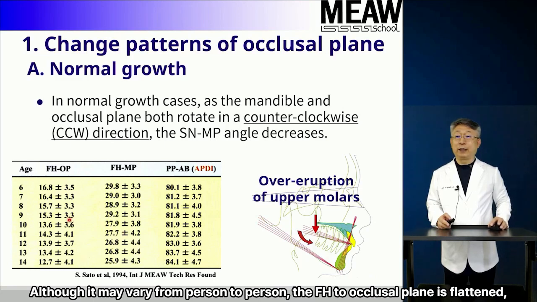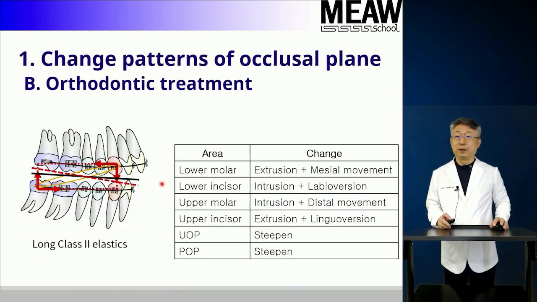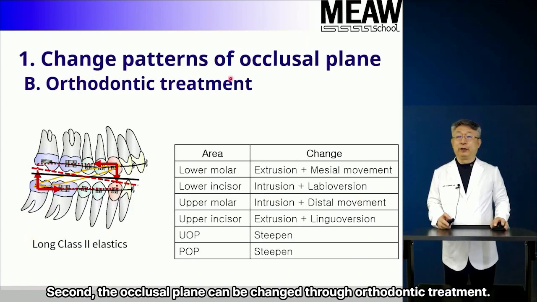Although it may vary from person to person, the FH to occlusal plane is flattened, and the mandibular plane is flattened, causing the mandible to be positioned forward. Second, the occlusal plane can be changed through orthodontic treatment.